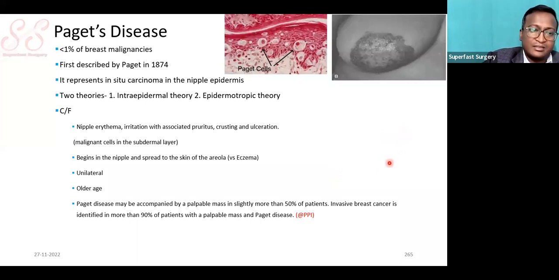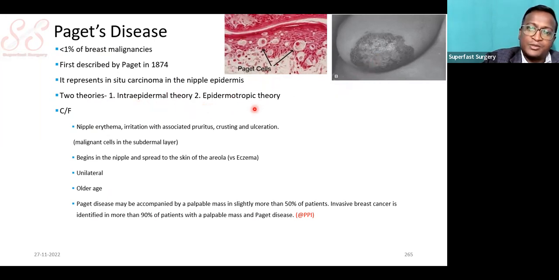In fact, in the recent INI-SS, it was asked. I'll be telling what the question was. Paget's disease is less than 1% of breast malignancy. There are two theories, the epidermal theory and the epidermotropic theory. What does that mean? The tumor begins in the epidermis and then goes inside the breast. This is the intraepidermal theory.